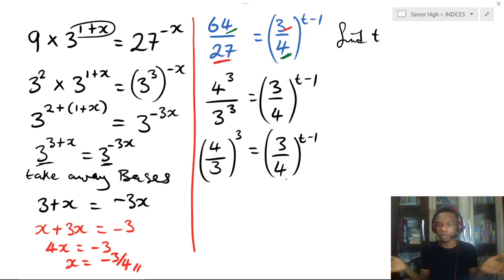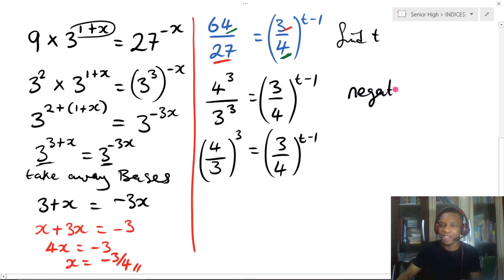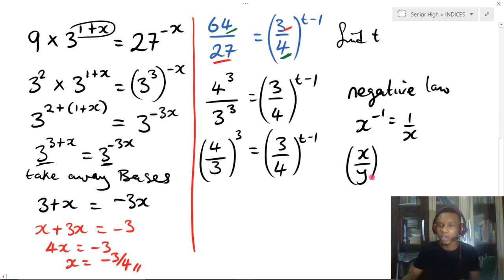Is that not so? But wait. Can we transform one of them to look alike? Yes, we can. By doing what? Remember, how do you transform something? I remember I showed you in one of the classes a law called the negative index law. I think that was the 4th law we learned. If you have x to the power minus 1, you can write it as what? 1 over x. But what if you had x over y to the power minus 1? I told you this can be flipped to be y over x. Is that not so?